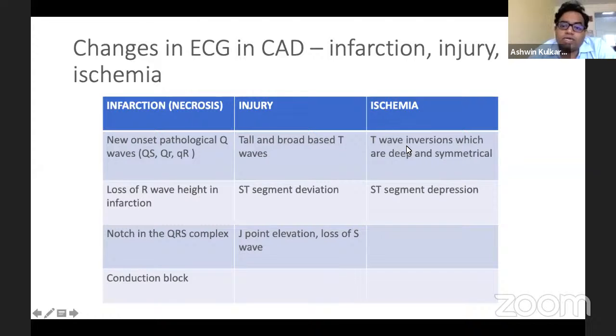Ischemia. When there is ongoing ischemia, generally the ST segment tends to be depressed and the T wave tends to be inverted. As I mentioned in my previous slide, the T waves are deep and symmetrical. So these are the few changes: QS complex, loss of R wave and notching of the QRS complex in the area of infarction. Tall T waves, ST segment elevation and loss of S wave in the region of injury. And ischemia manifests as ST segment depression and T wave inversion. So this is an important slide for you all.